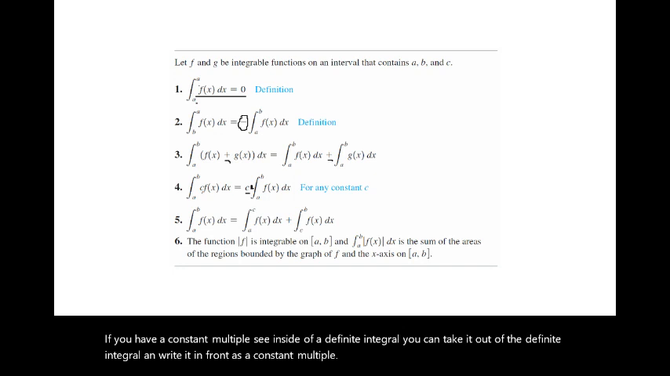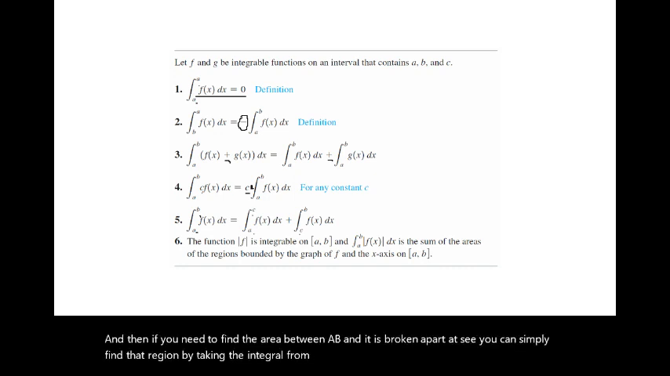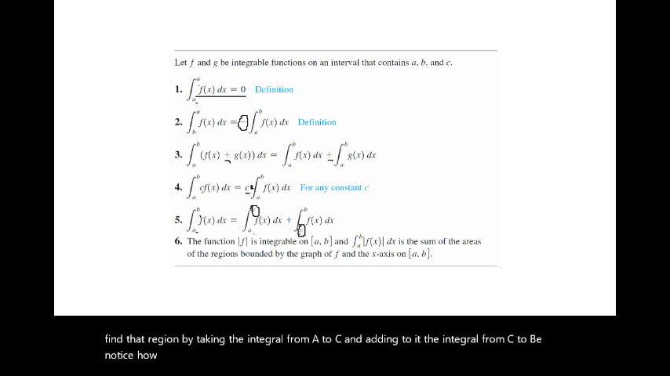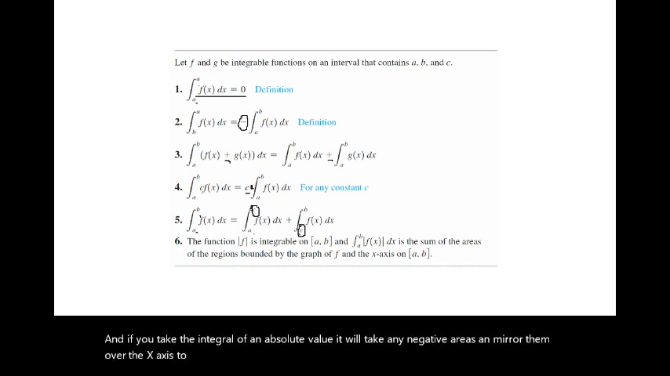And then if you need to find the area between a and b and it is broken apart at c, you can simply find that region by taking the integral from a to c and adding to it the integral from c to b. Notice how these two bounds are the same. And if you take the integral of an absolute value, it will take any negative areas and mirror them over the x-axis to become positive areas.